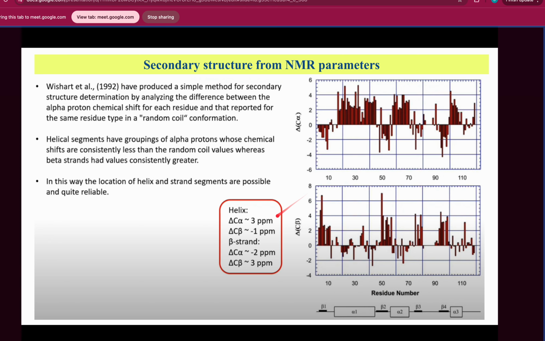Similarly, based on these values, the chemical shifts relative to the random coil for the C alpha carbon and C beta carbon, we will be able to determine the secondary structure of the protein which we have considered.